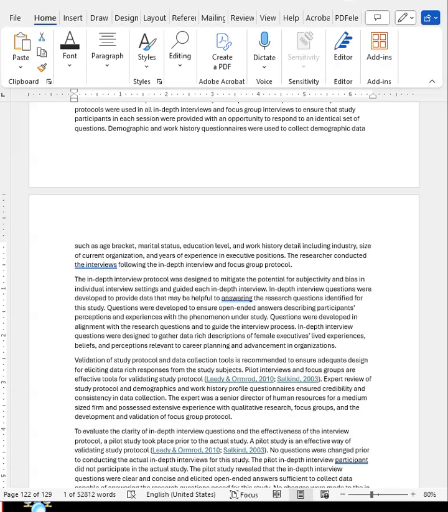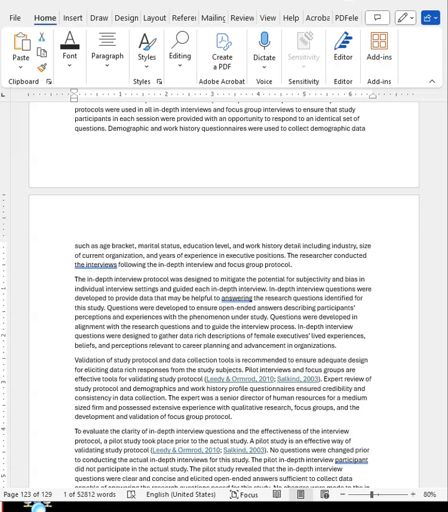The researcher conducted the interviews following the in-depth interview and focus group protocol. The in-depth interview protocol was designed to mitigate the potential for subjectivity and bias in individual interview settings and guided each in-depth interview. In-depth interview questions were developed to provide data that may be helpful to answering the research questions identified for this study. Questions were developed to ensure open-ended answers describing participants' perceptions and experiences with the phenomenon under study.